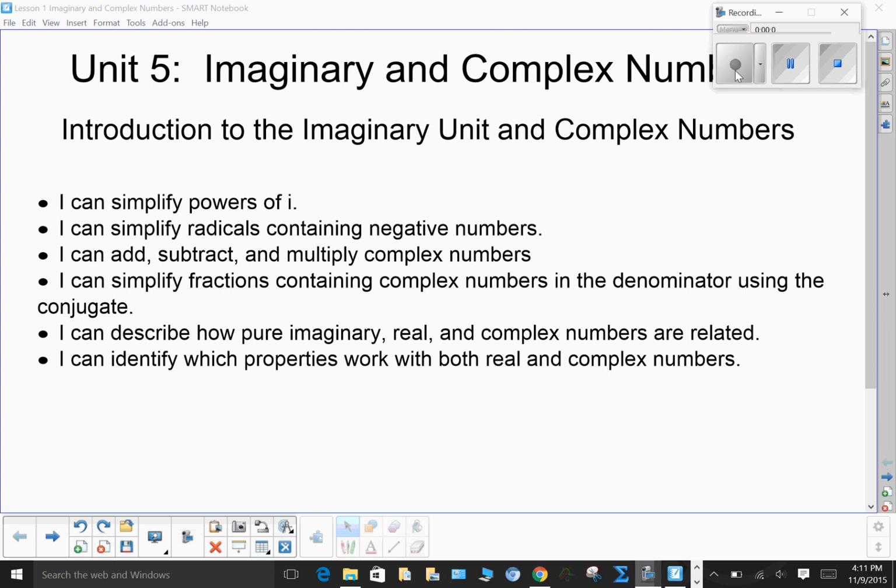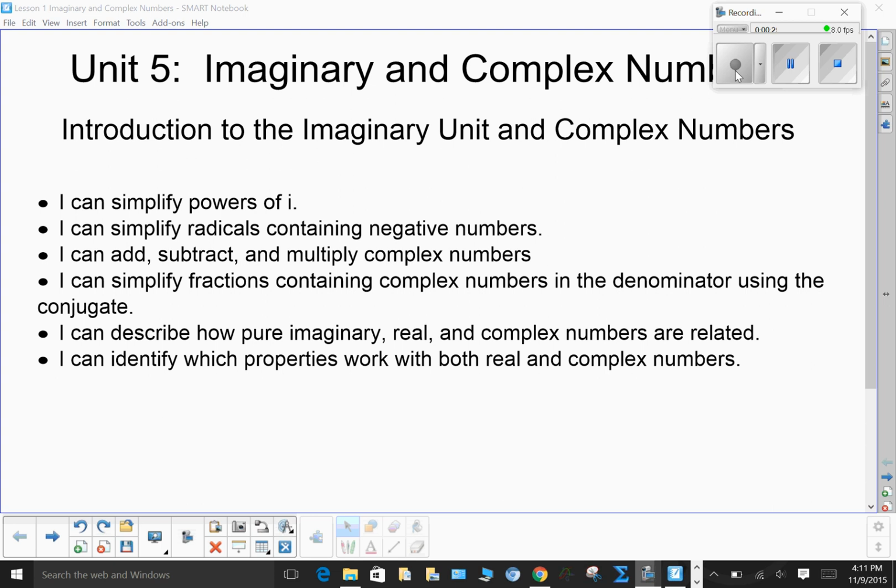and complex numbers. This is a very short unit in Algebra 2, but it's an important one. You're going to learn about the imaginary unit and complex numbers, simplifying powers of i, simplifying radicals containing negative numbers, adding, subtracting, and multiplying complex numbers, and you'll be able to simplify fractions containing a complex number in the denominator using the conjugate. You'll be able to describe how pure imaginary, real, and complex numbers are related.